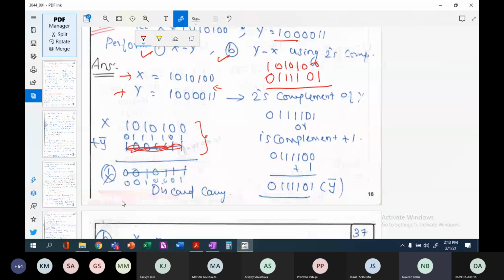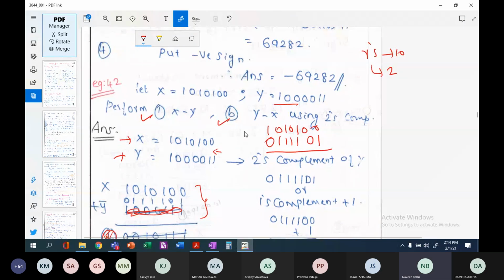So this is the resultant, 0010001. Now let us do the reverse, y minus x. Please note here that now y is smaller and x is greater. The result will be negative. So in this particular case, you will not get a carry. When you don't get a carry, you will further take the 2's complement of the answer after adding with m.